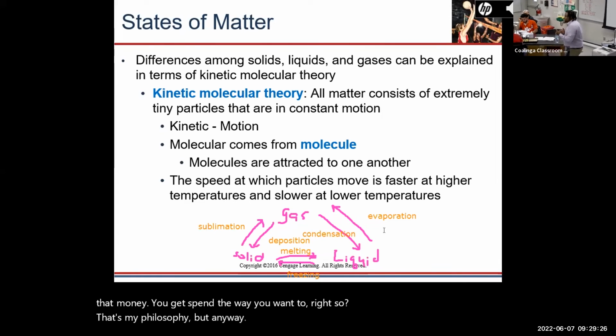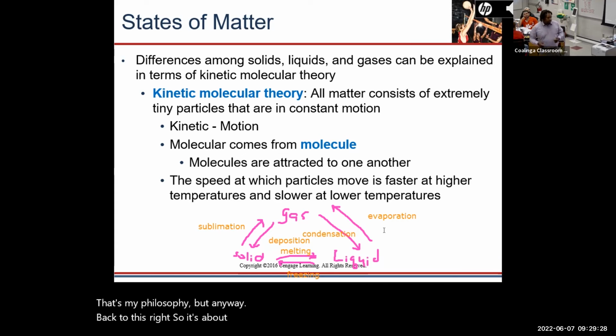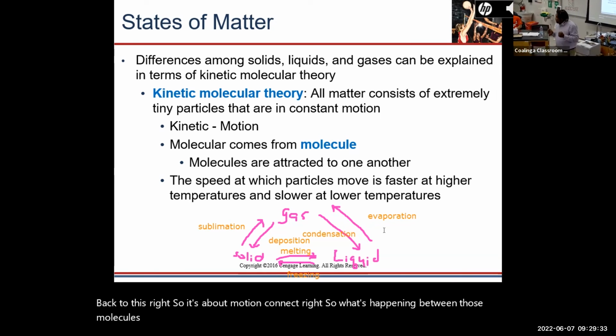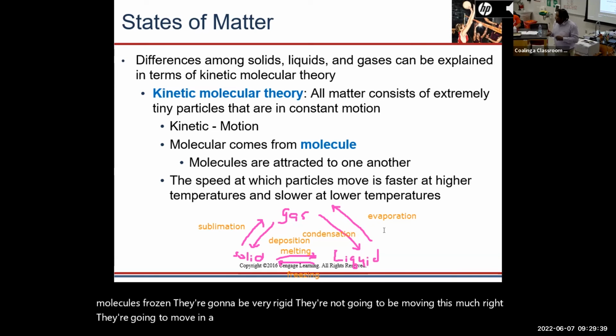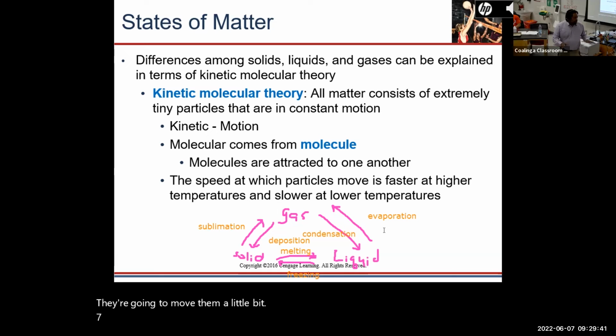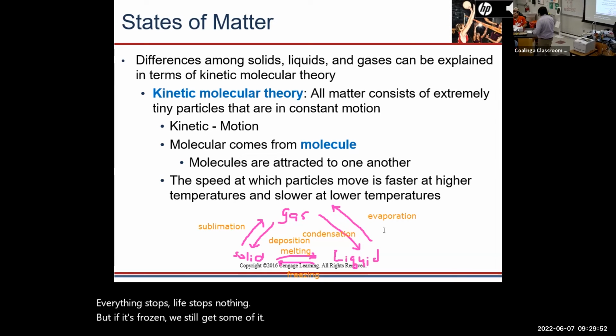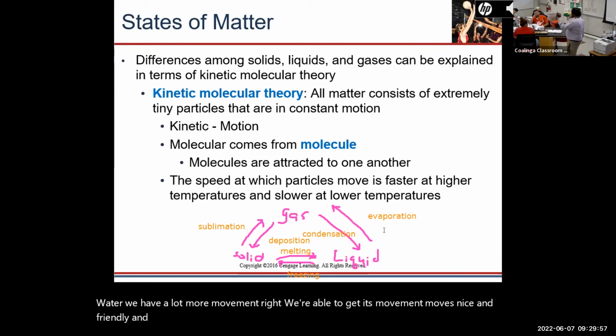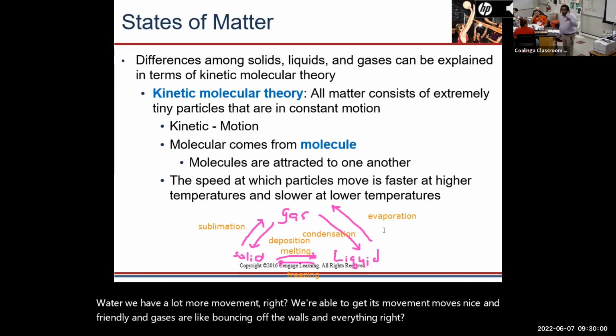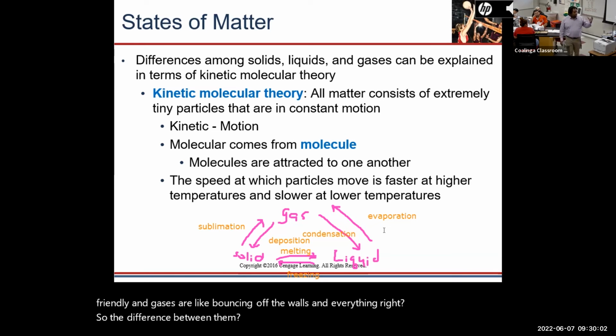back to this, right? So it's about motion, kinetics, movement, right? So what's happening between those molecules when it's frozen, they're going to be very rigid. They're not going to be moving as much, right? They're going to move a little bit, right? It's not at absolute zero. At absolute zero, nothing moves. Everything stops. Life stops. But if it's frozen, we still get some movement. Water, we have a lot more movement, right? We're able to get it to move, and it moves nice and freely. And gases are like bouncing off the walls and everything, right? So the difference between them is that movement, that kinetics.